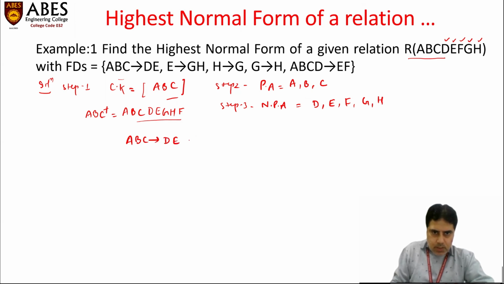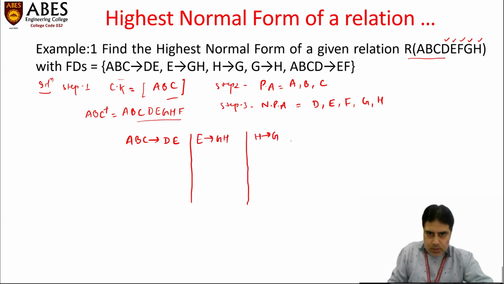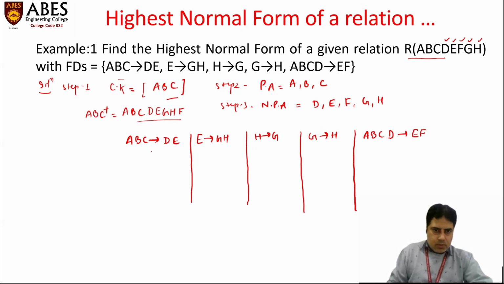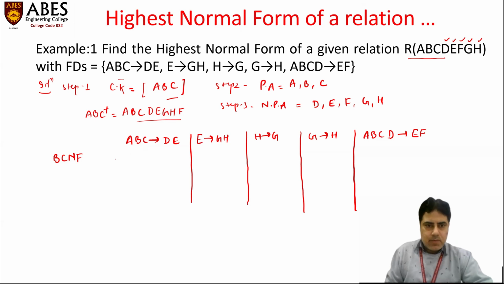ABC determines DE. Then A determines GH, H determines G, and G determines H. A, B, C, D determine E, F. Now, through the Venn diagram we have understood that if a functional dependency exists in BCNF, then it must be in 3NF, 2NF, and 1NF. Now we will start from BCNF.